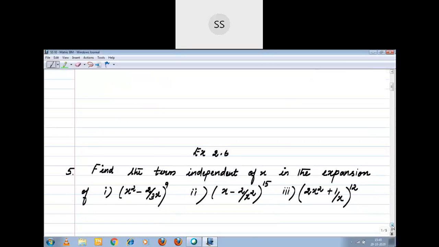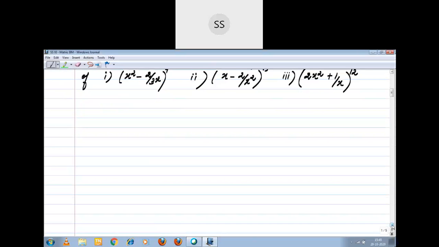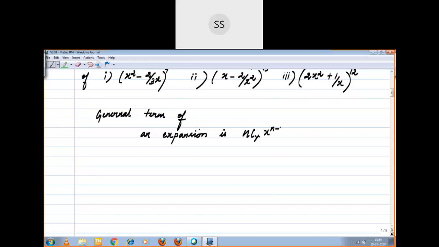What is that? Anyone? Yeah, very good. The general term of an expansion is nCr x^(n−r) a^r.